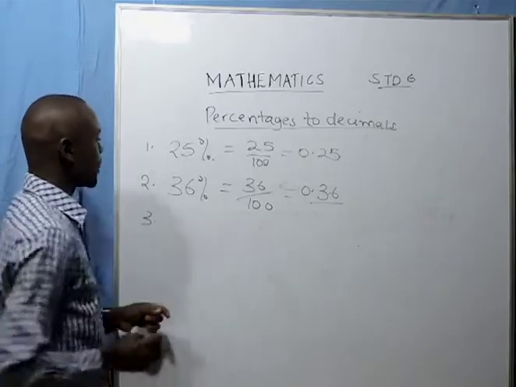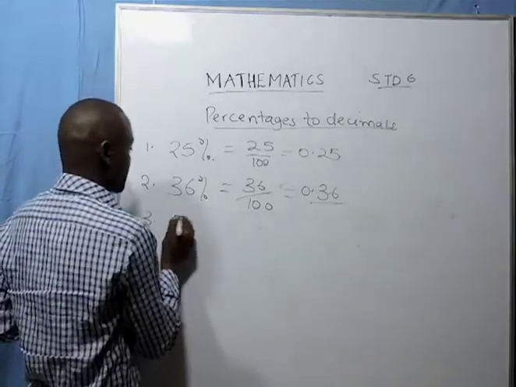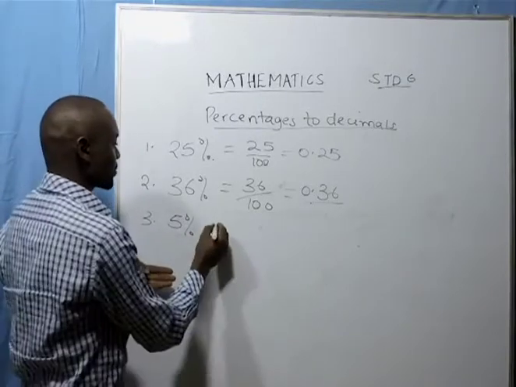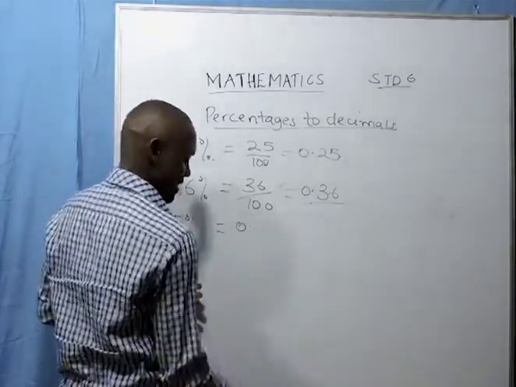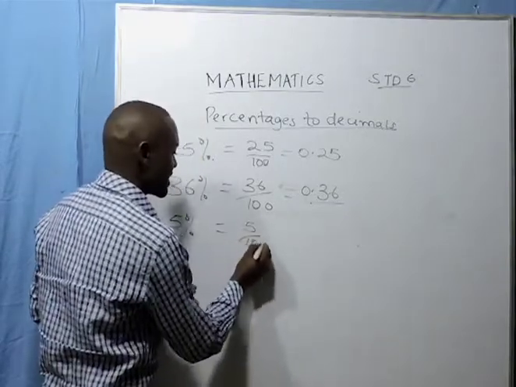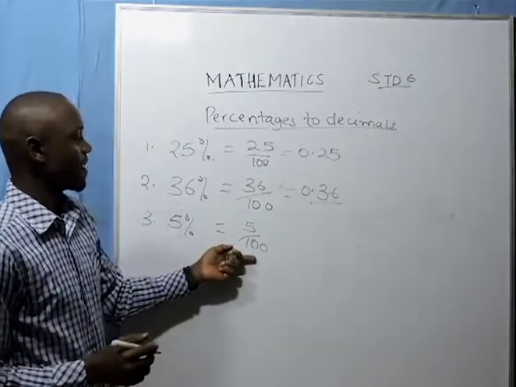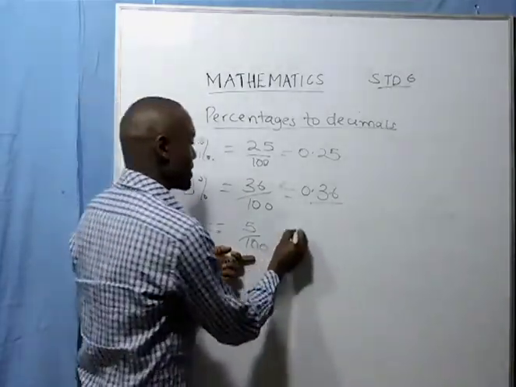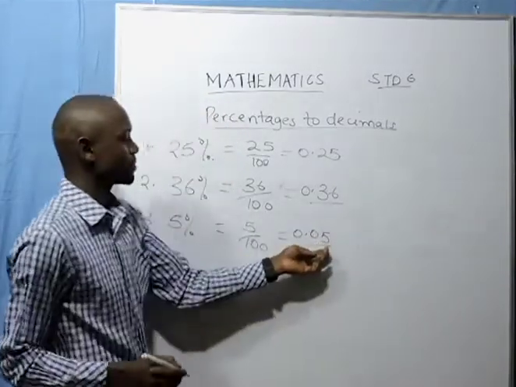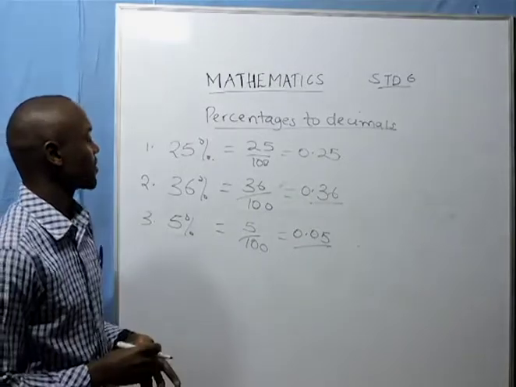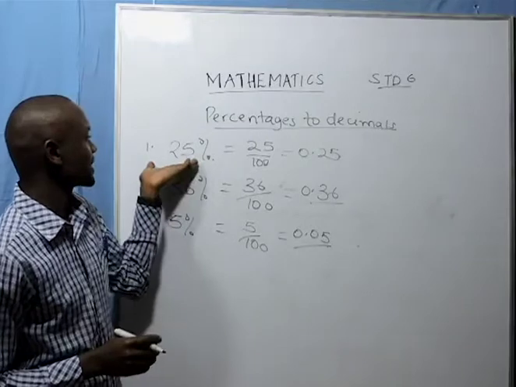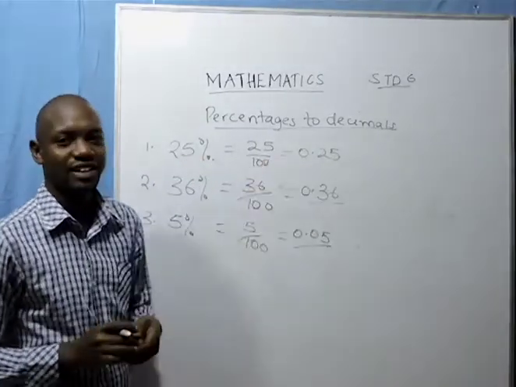I give you the last example. What is 5% as a decimal? As a fraction first, it will be 5 over 100. 5 over 100 as a decimal will be 0.05. It must have 2 decimal places. So that is how we convert percentages into decimals. Write the percentage as a fraction, then as a decimal.